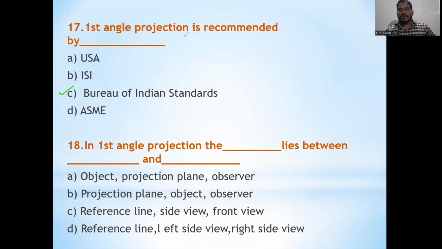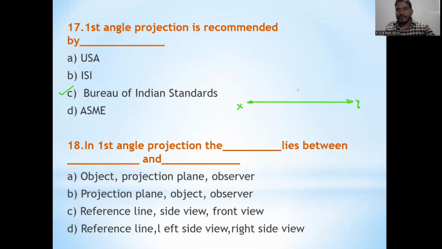So we will take a look at how the views will be in case of the first angle method of projection. Suppose this is the reference axis XY and views. Okay, so in case of the first angle method of projection, we have to see how the views will be.